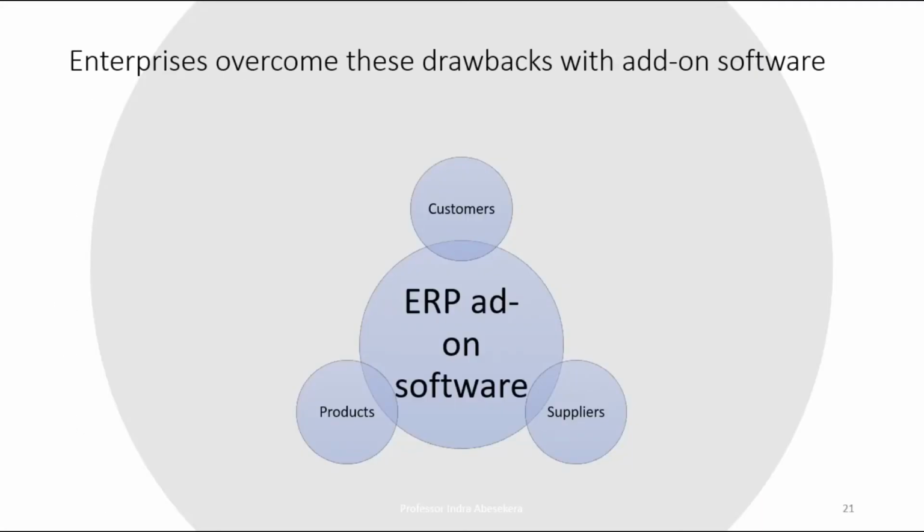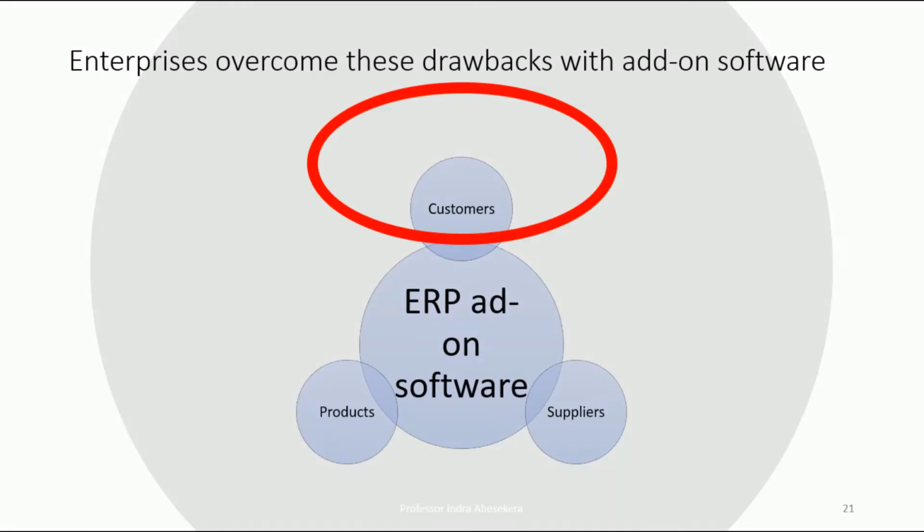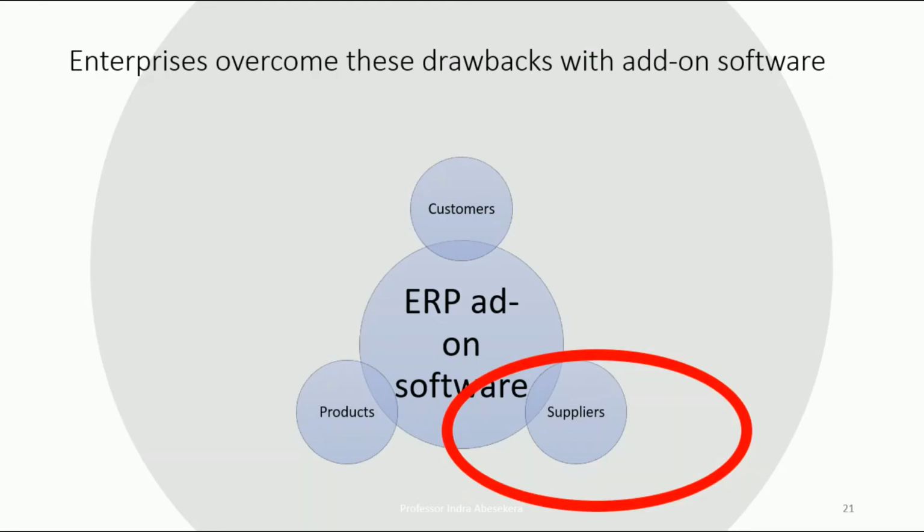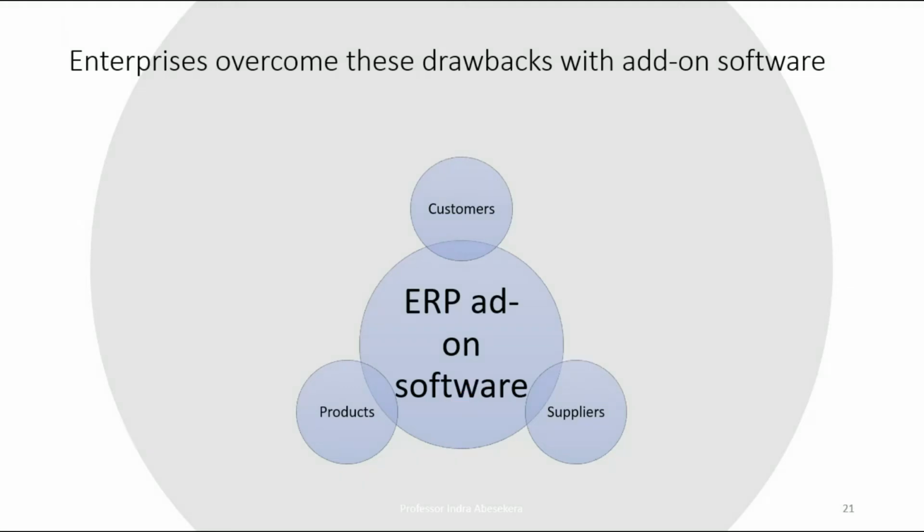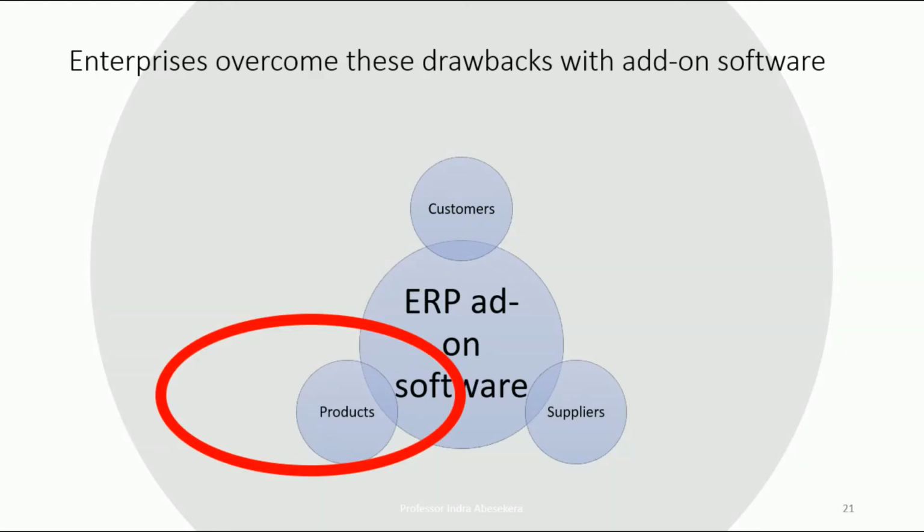Enterprises overcome these drawbacks with additional software. While having an enterprise resource planning software, it can have additional software for various functional areas to take care of the sales function, the customers especially, take care of the purchase functions, the suppliers especially, and take care of the logistic function, products especially.